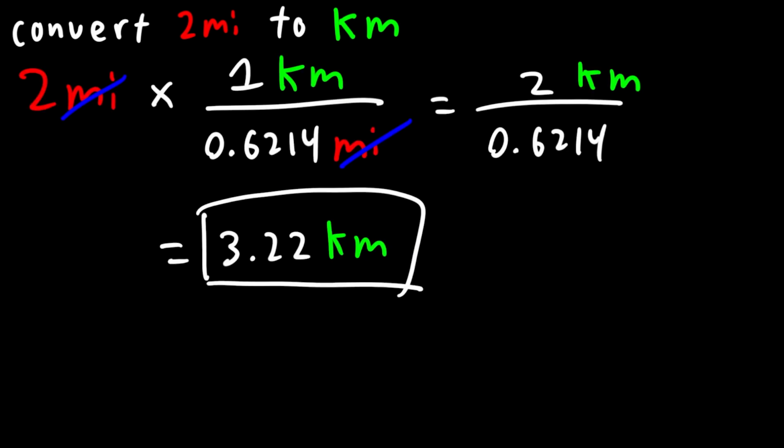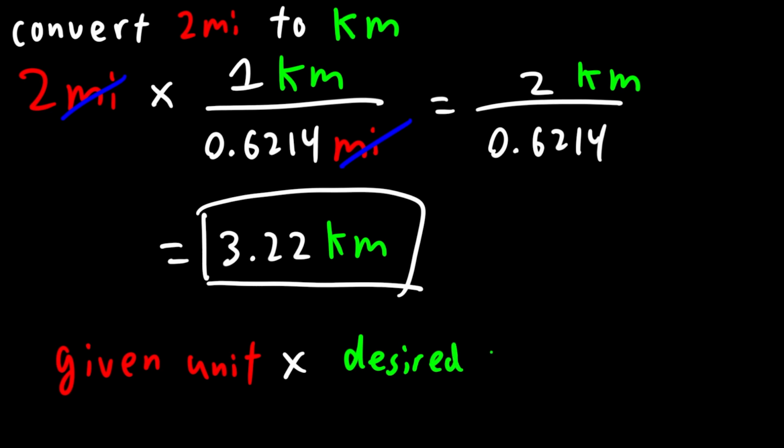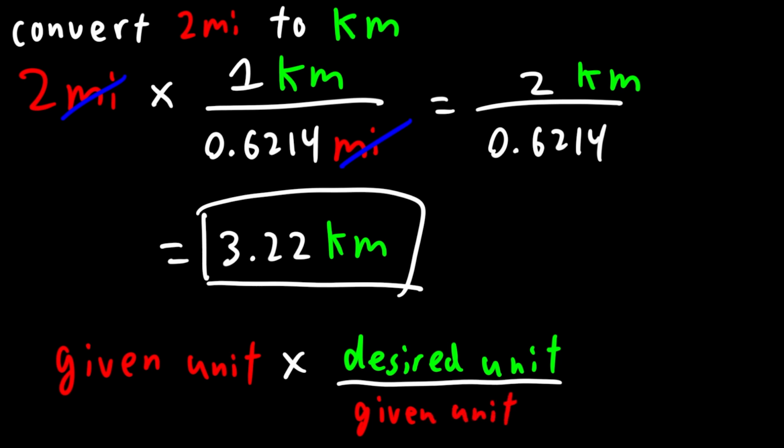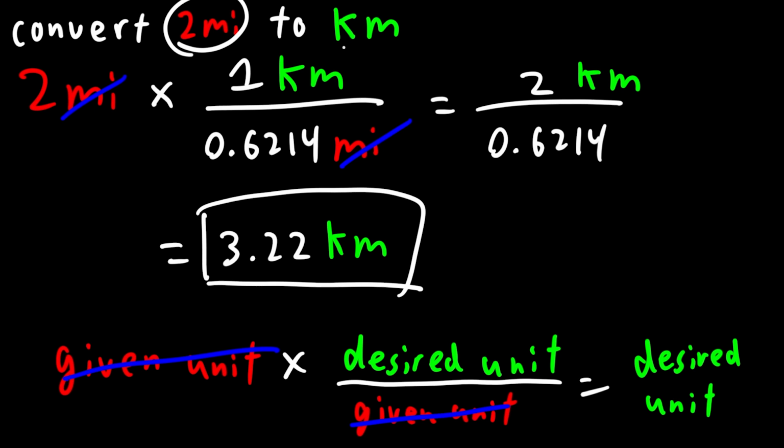So what we did here was we took a given unit and then we multiplied it with the conversion factor. And then we canceled out the given units, and then our final answer was the desired unit. In this case, the given unit was 2 miles, and the desired unit was in kilometers.